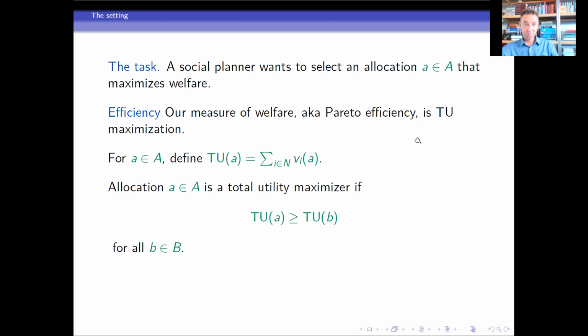So this is what we want to achieve. We want to find an allocation that maximizes total utility. And of course, as before, if you had all the information, that would be a simple thing to do. Well, at least you need to do some calculations, but at least it's clear how you should set about finding such a total utility maximizer.